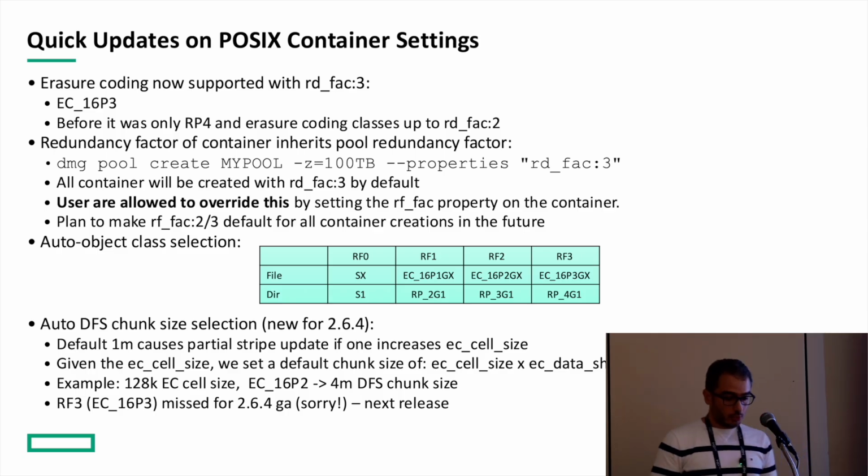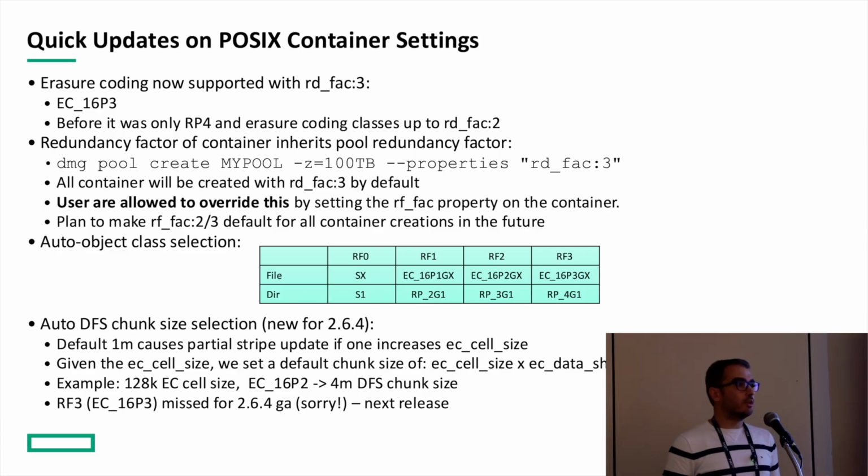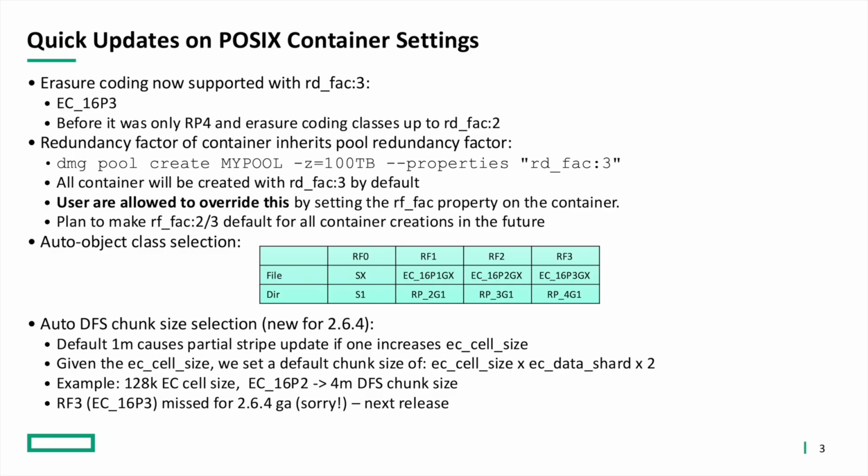Another new thing in 2.6.4 is the chunk size selection for DFS. By default, DFS used to automatically set a 1 megabyte chunk size regardless of what your settings are. That creates problems sometimes, because if DFS uses 1 megabyte, and your application is doing large I/O, you can create partial stripe updates all the time. You get bad performance, and you can cause slowness in the system if you keep aggregation happening on the server.